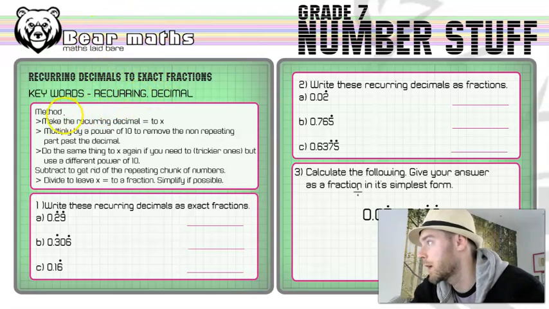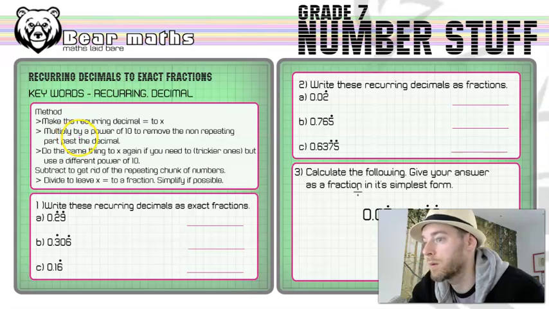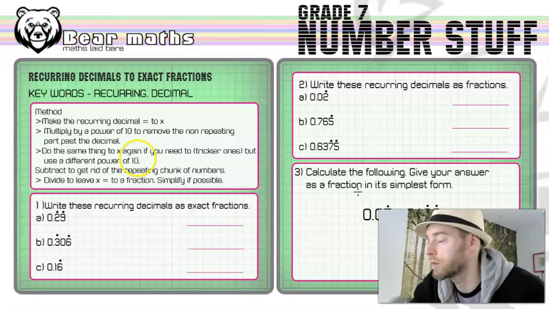The method is as follows. Make the recurring decimal equal to an x. This is sort of an algebra thing to do, but I think this topic is still very much number related. You're manipulating numbers more than you're doing anything with algebra, just making it equal to a letter. So multiply by a power of 10 to remove the non-repeating part past the decimal. Do the same thing to x again if you need to. Sometimes you don't, but that is for the trickier ones. But use a different power of 10, obviously, and try and use the smallest one that you could possibly use after the one you've already used. Then you subtract to get rid of the repeating chunk of numbers, and then you divide to leave x equal to a fraction. We've got to then simplify that fraction if it is possible to.